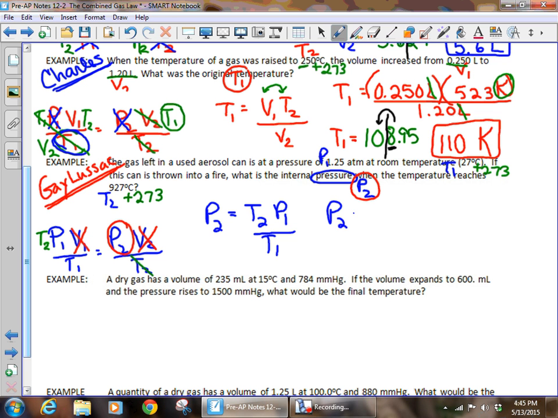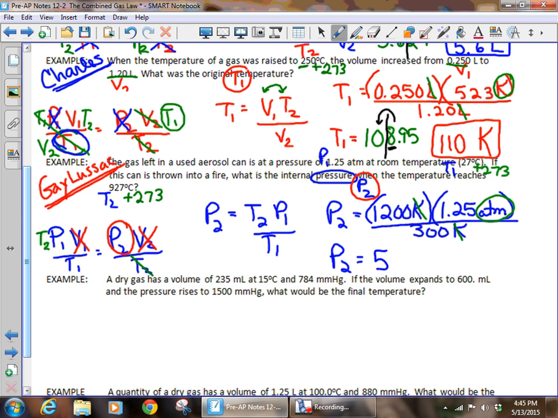Plug and chug. P2 is equal to T2. Looks like T2 is going to be 1200 kelvins when we add that 273. P1 is 1.25 atmospheres. T1 is 27 degrees. Add the 273 and we get 300 kelvins. Kelvins cancel, left with atmospheres. When we multiply this out, we get that P2 is equal to 5, even.